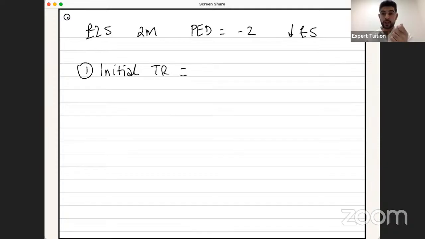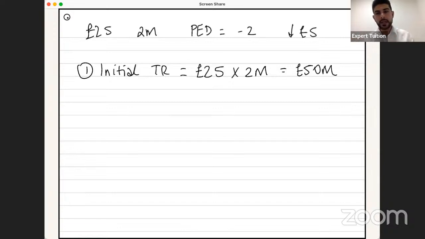I need to know the price they charge for the good they're selling, and I multiply that by the number of sales they currently make. Well, initially the firm is charging £25, and they have 2 million customers. Now, I highly advise you not to write million with 6 zeros, just too long. Write M at the end, and then you'll know it's in millions. So what do we have? Very easily, they make £50 million to start off with. Nice and easy. Step 2.